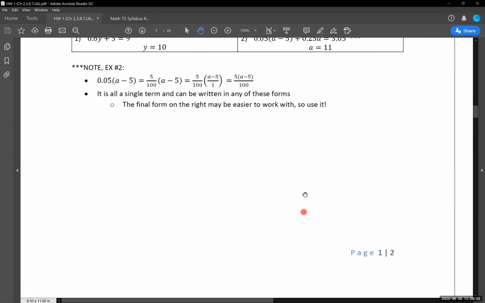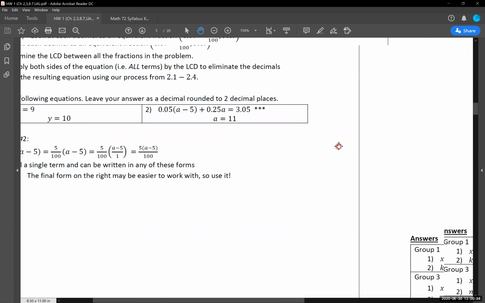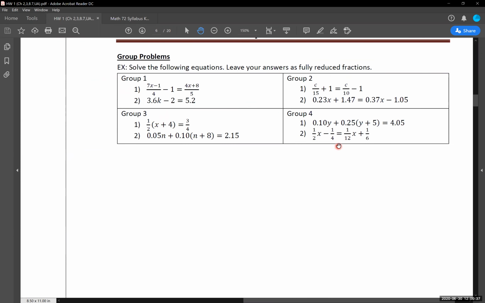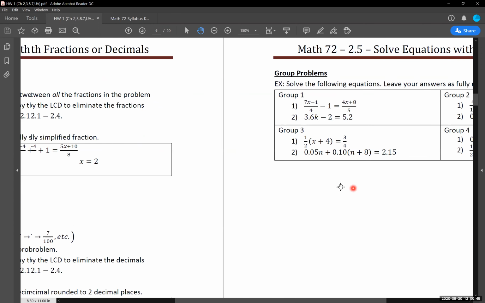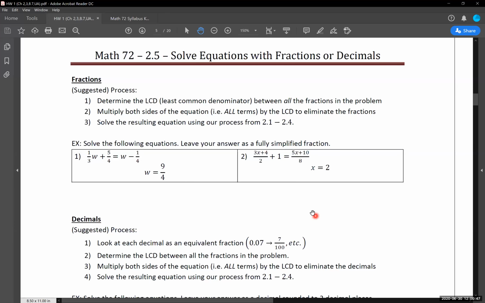I think, where are we at here? Yeah, our second page, this material, it's just more examples if we went through these in class. Okay, so again, not a whole lot with the 2.5, it's just some additional options on going through and solving equations with fractions or decimals.